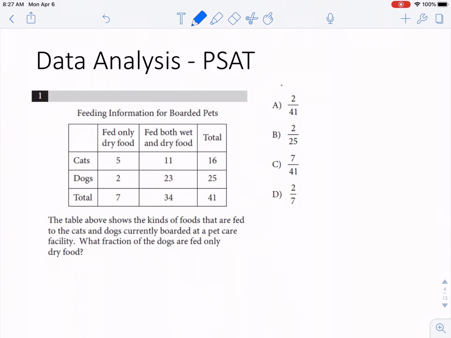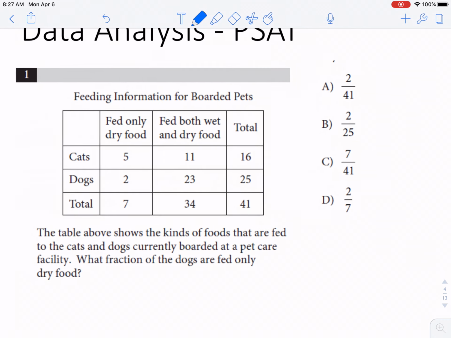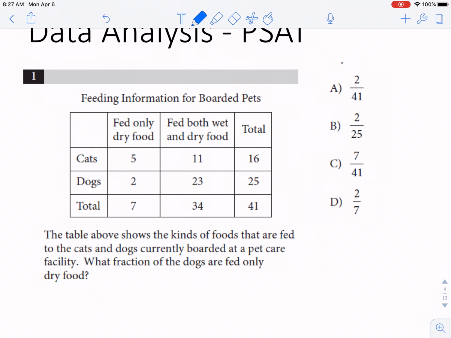Feeding information for boarded pets. All right. The table above shows the kinds of food that are fed to the cats and dogs currently boarded at a pet care facility. What fraction of the dogs are fed only dry food? So we need two things. We need dry food and we need dogs.